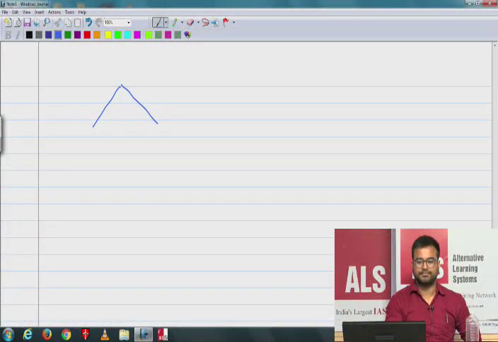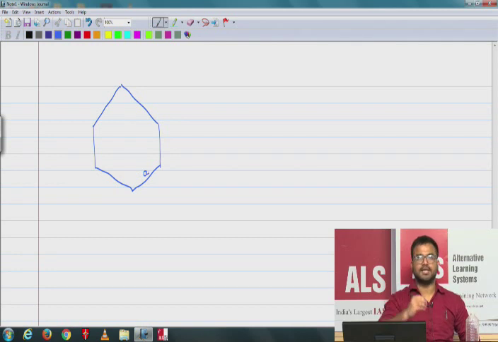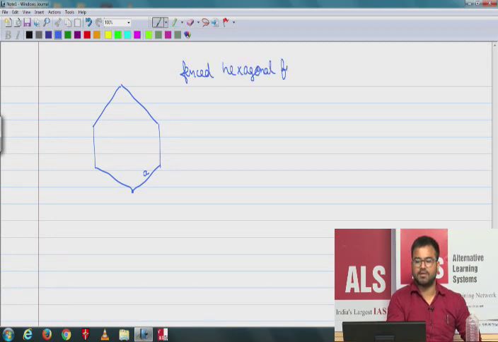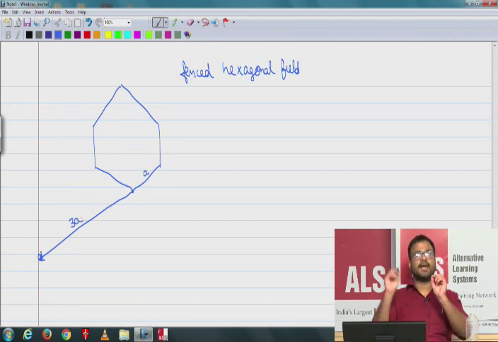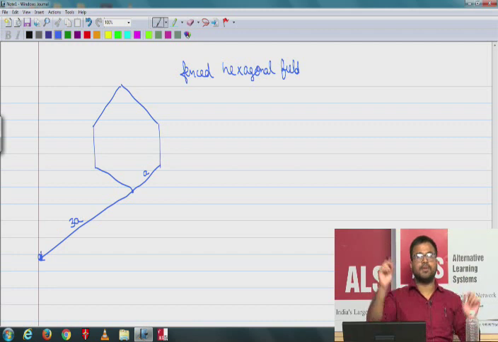All of you know what a hexagon is. So this is the hexagon. A regular hexagon of side A. The side length is A. Again it is a fenced hexagonal field. And from one of the vertices, a horse or a goat is tied with a rope having the length 3a. The side of the hexagon is a and the length of the rope is 3 times the side, which is 3a.